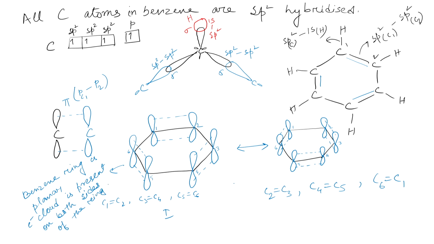So, the benzene ring is kind of like this. If this is the planar ring, there will be one electron cloud above and one electron cloud below. That is, for these lobes there will be one electron cloud and for these lobes there will be another electron cloud. So, basically the benzene ring is present between two electron clouds. So, this was the structure of benzene. Now, we will discuss its aromaticity.